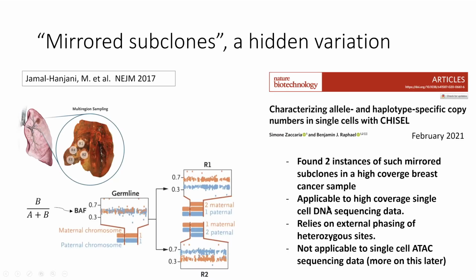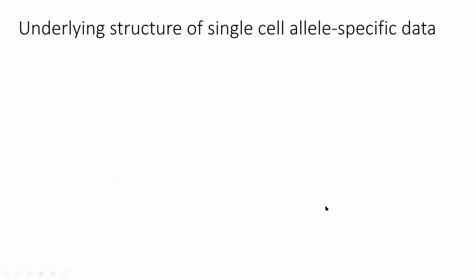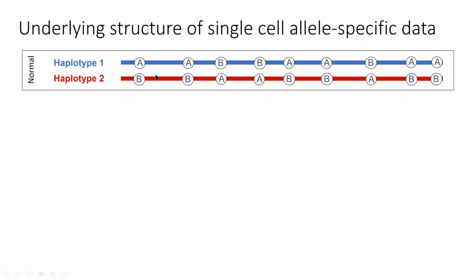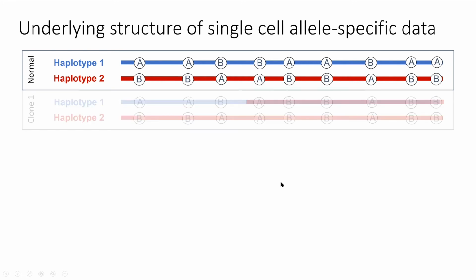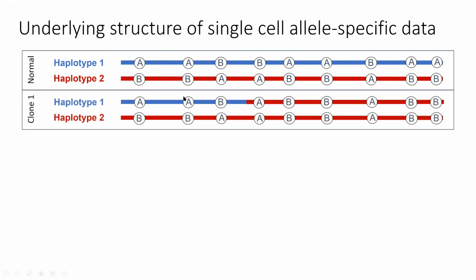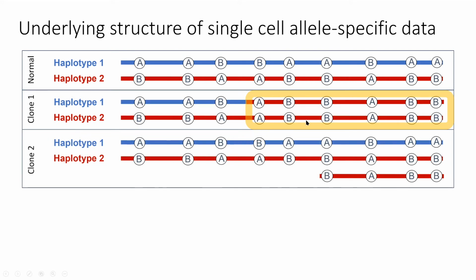So before jumping into our method, I want to give you a cartoon overview of what this problem entails. What is the underlying structure of single cell allele specific data? Let's imagine that among your cells, you have the normal subpopulation that has one copy of each haplotype, and there are no copy number changes. And then let's say that there is another tumor subclone that contains an LOH of this right region here, where instead of a blue and a red, you now have two red haplotypes. And then let's say there's another subclone that doesn't have this LOH event, but it contains an amplification of the red haplotype that overlaps with it.